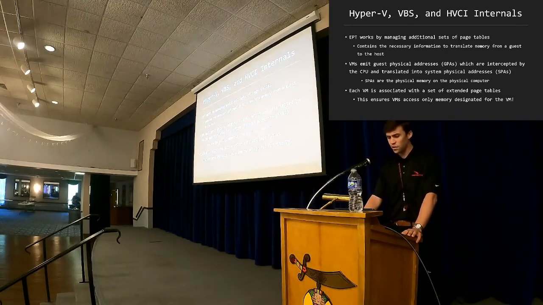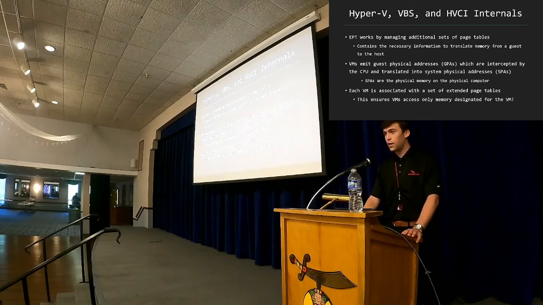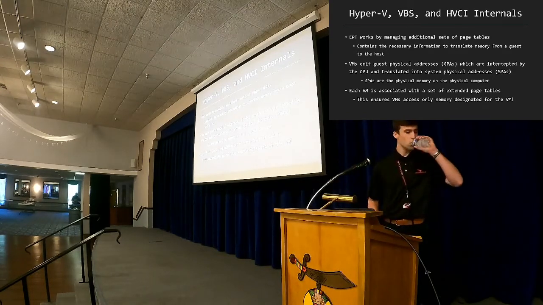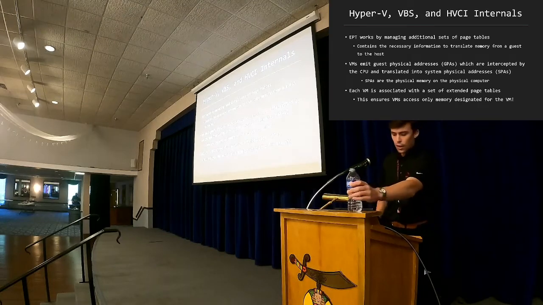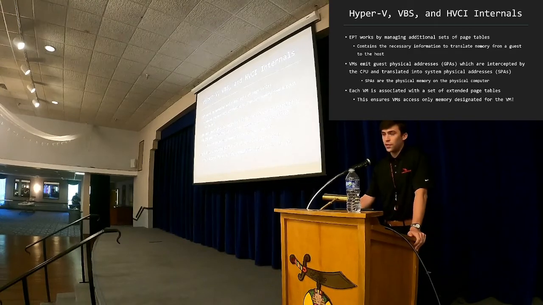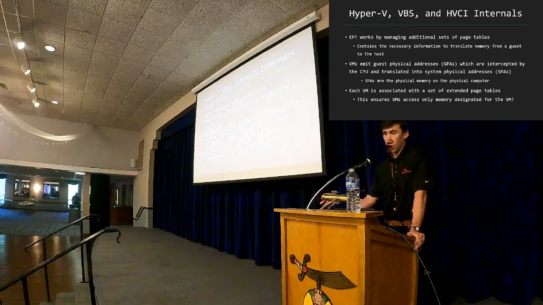And the way that this is done is by managing an additional set of page tables. So page tables basically contain all the necessary information to perform memory translation. So what happens now is every VM is associated with an extended page table set of page tables. And the CPU basically knows that, and it knows to associate each set of page tables with a given VM.